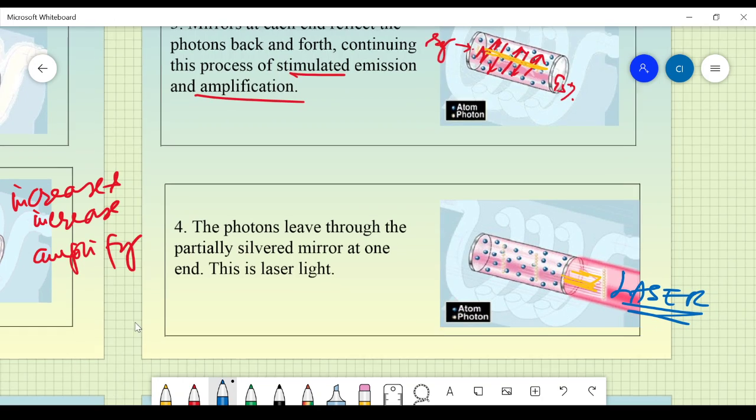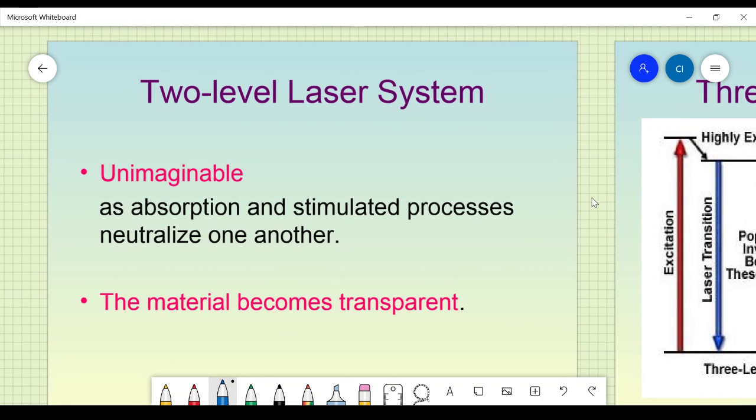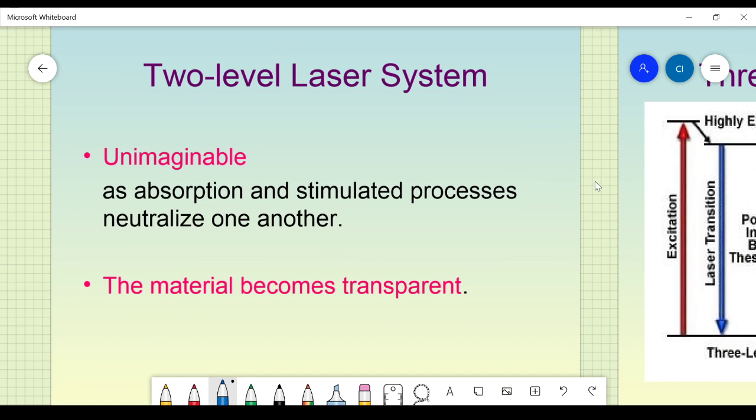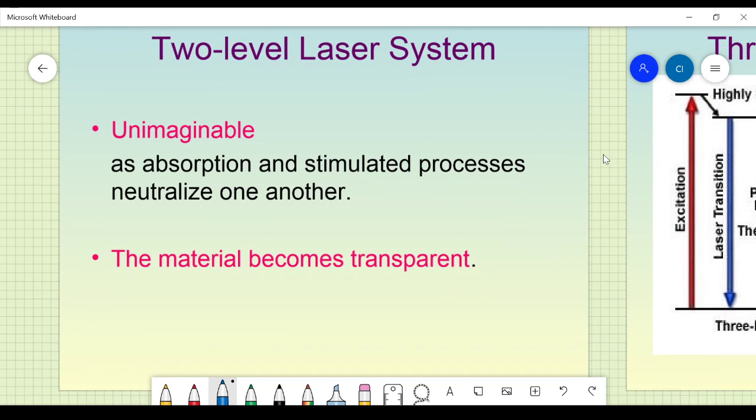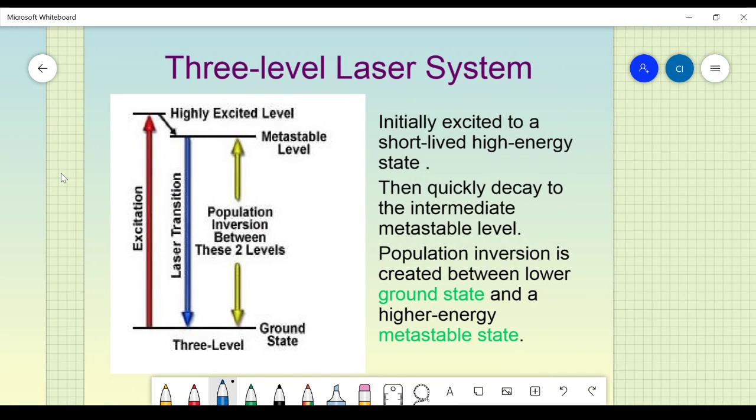Now it is clear that you have a certain setup which increases the stimulation, and then coherent monochromatic light is obtained. In a two-level system, absorption and stimulated emission neutralize one another and the material becomes transparent. That is called the two-level system. You can see lasers in many movies. In the three-level laser system, atoms are initially excited to a short-lived high energy state, then quickly decay into an intermediate metastable state. Population inversion is created between the lower ground state and the metastable state. This picture diagram I already imported.